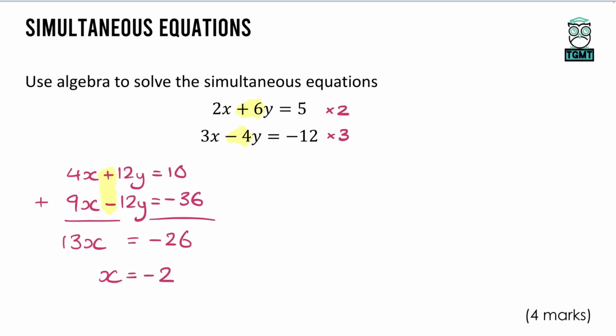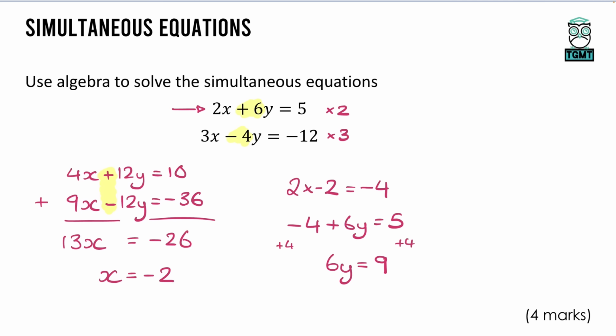Now we have the value of x, we need to substitute it into one of the equations to find the value of y. Typically, I'll always pick the one that has a plus symbol in, so I'll go for this top one. So we have 2 times negative 2, which is negative 4. So our equation is negative 4 plus 6y is equal to 5. To solve this, we can add 4 to both sides, getting rid of that negative 4, and that gives us 6y is equal to 9.